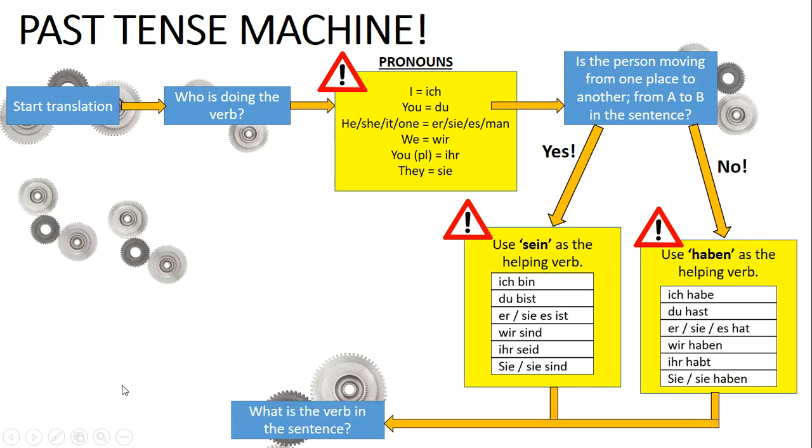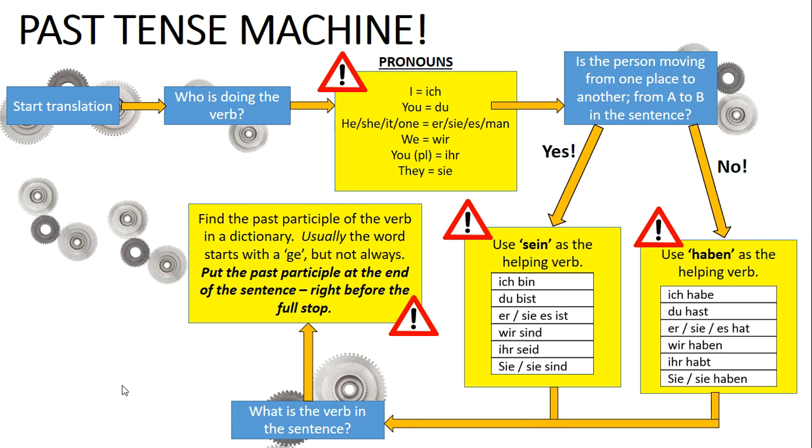Next, what is the verb in the sentence? So what's the doing word that you are wanting to use in the past tense? You need to find the past participle for it. So for example, if you were using spielen, your past participle is gespielt. If you were using essen, to eat, your past participle would be gegessen. Trinken, getrunken. Fahren, gefahren. Lesen, gelesen, etc. There is a list of these past participles on Quizlet for you to revise.